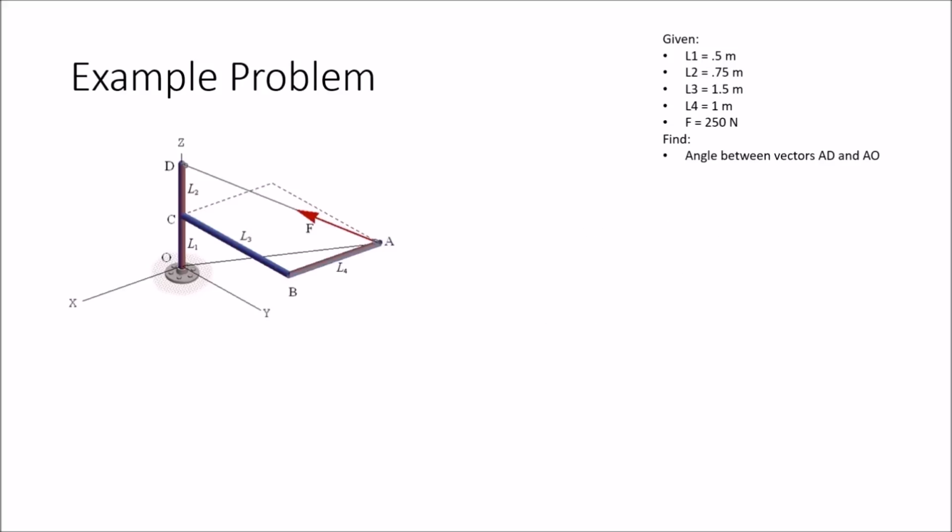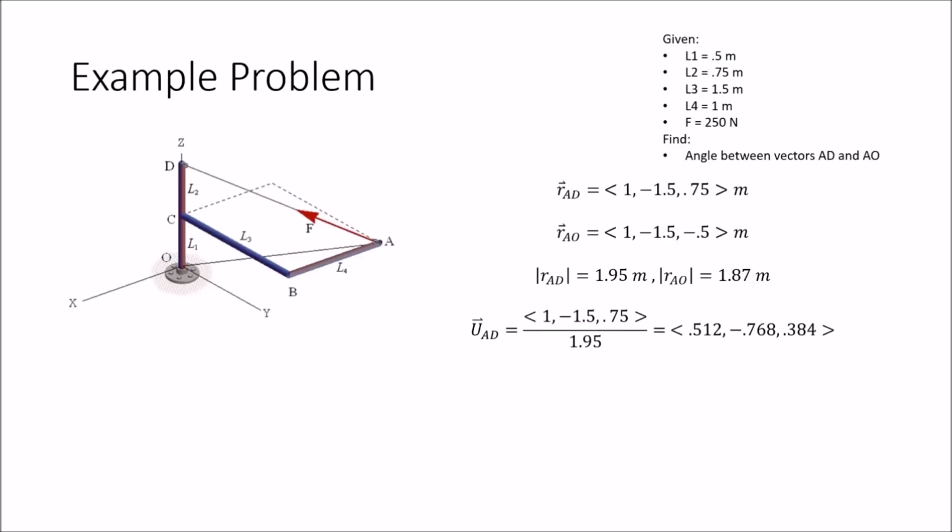We will take the coordinates of point D and subtract the coordinate of A from it, and we will get the position vector AD. We'll do the same with the origin and point A. Then we'll find the magnitudes of these position vectors by Pythagorean theorem, and then we will just have to divide the position vectors by the magnitudes and we'll get our unit vectors.